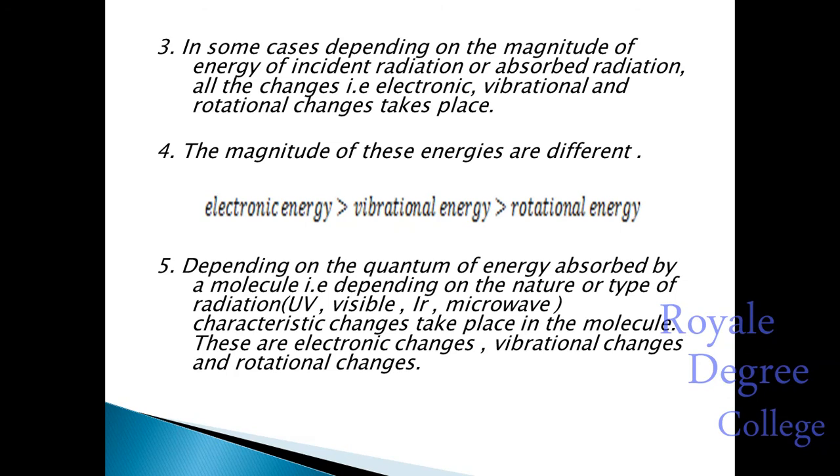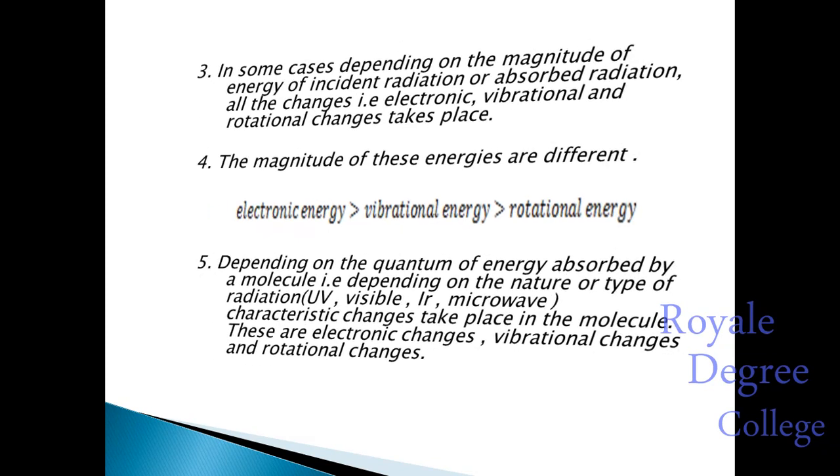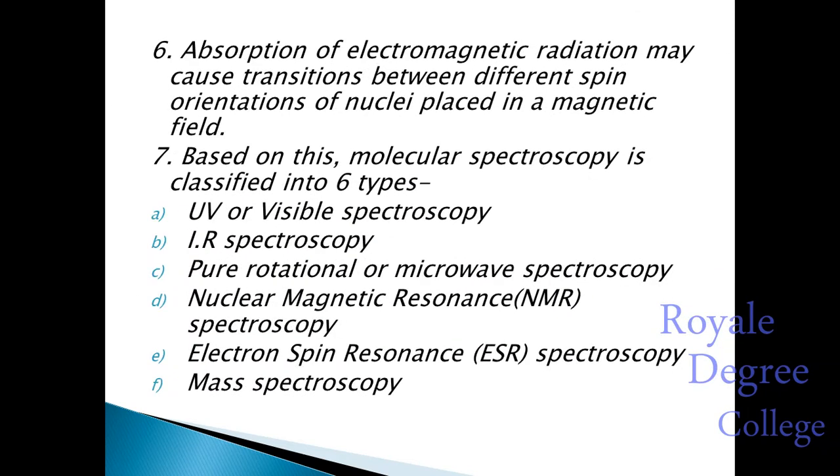Compared to electronic energy, depending on the quantum of energy absorbed by a molecule, that is, depending on the nature or type of radiation. What are the types of radiations? Ultraviolet, visible, infrared, microwaves. Characteristic changes take place in the molecule. These are electronic changes. Another type of changes, vibrational changes and rotational changes. Absorption of electromagnetic radiation may cause transitions between different spin orientations of nuclei placed in a magnetic field.